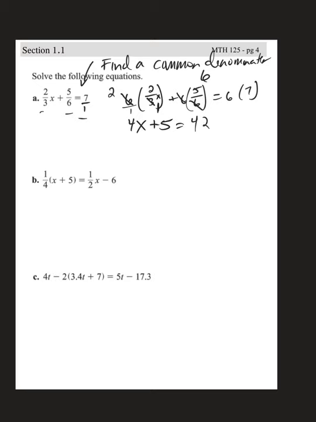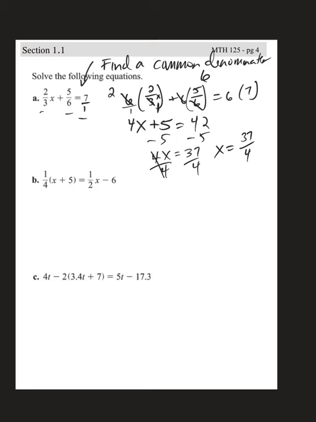This has now become a user-friendly thing. I can subtract 5 from both sides. 4x is equal to 37. And then divide both sides by 4. For me, it's okay if you leave your answers improper. I believe that WebAssign won't have an issue with it either.